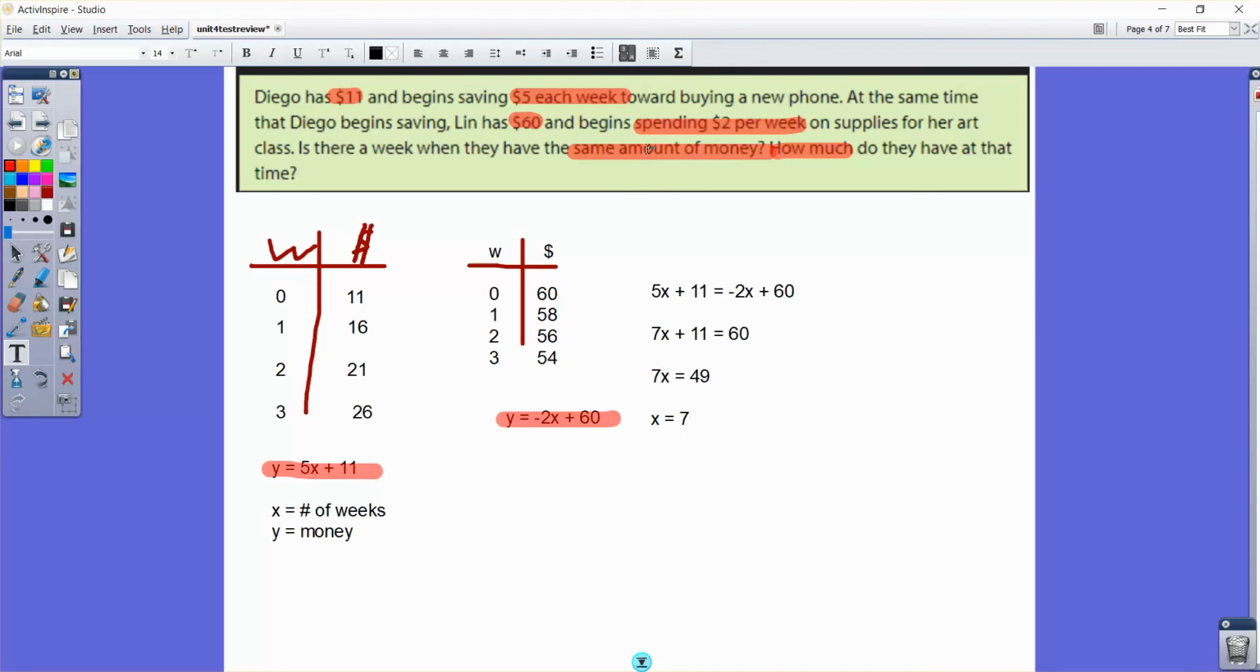They also want to know how much they have at that time. So at the 7th week, Diego's got 5 times 7 plus 11. So Diego's got $46, because we'd be subbing in that x of 7, plus 11, and then y would equal 49. If I do it with Lynn's equation, I should get the same thing. Let's make sure: y equals negative 2 times 7 plus 60, and then that's y equals negative 14 plus 60, which means y equals 46. Did I say 49? I meant 46. I'm sorry, over here, 46. Sorry about that. Thanks for catching it.